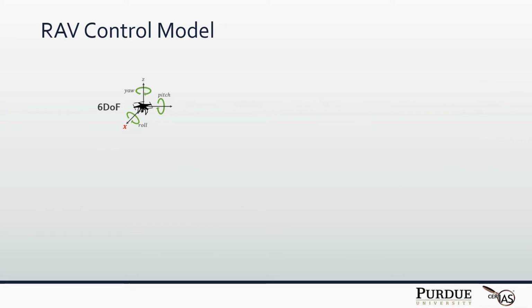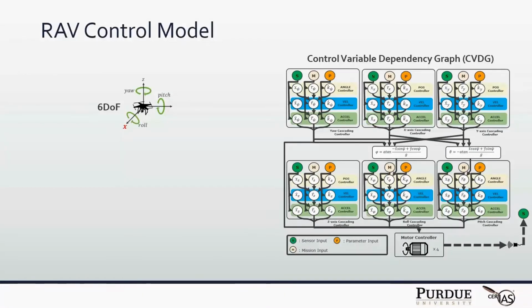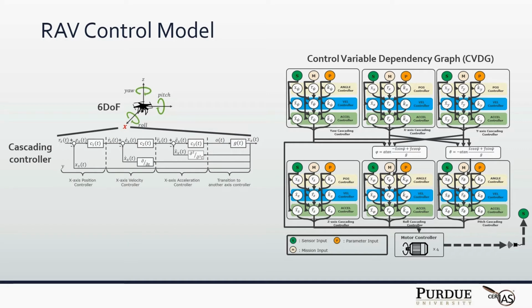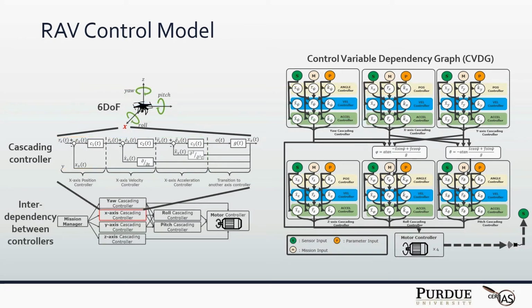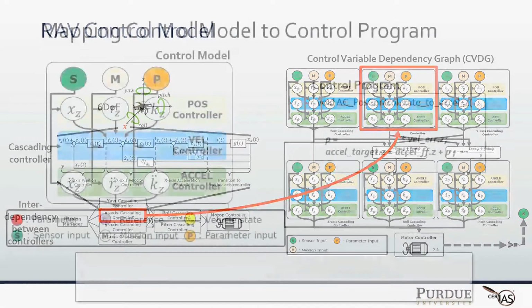Let me first explain how to model the drone controller organization as a control variable dependency graph, or CVDG. Let's take the x-axis control as an example. The x-axis is controlled by a cascade of primitive controllers. The primitive controllers control the drone's position, velocity, and acceleration respectively. We map them in a cascade in the CVDG. Furthermore, the 6 degrees of freedom controllers X, Y, Z, roll, pitch, yaw have an interdependency. We also map them to the CVDG.